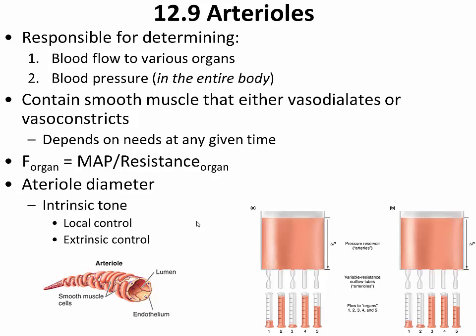So the question becomes this: how do we either increase that intrinsic tone or decrease it? If we increase the intrinsic tone, then of course we're constricting the blood vessel. If we decrease the intrinsic tone, then we're causing dilation of that particular arteriole. And there are two ways that we accomplish this increase or decrease of intrinsic tone. One way is local control. A second way is extrinsic control.